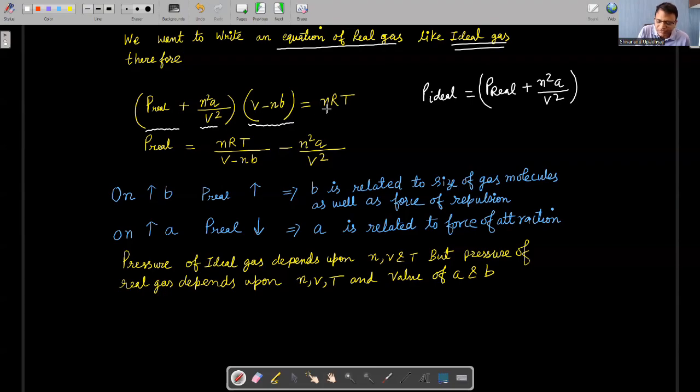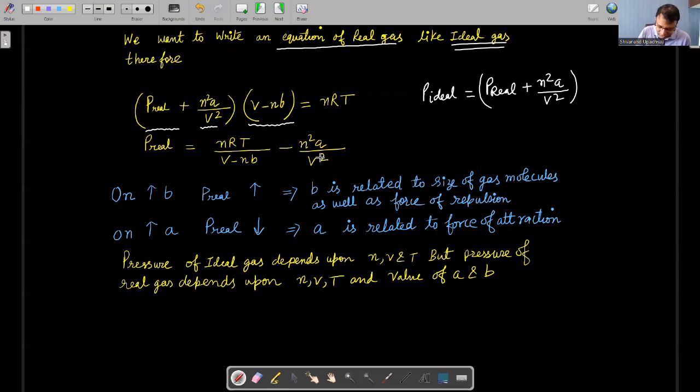So now PV = nRT. For the van der Waals real gas equation, this will be the equation: (P real + n²a/V²)(V − nb) = nRT. From here we can calculate the pressure of the real gas and how it is going to vary. So we can say that the pressure of the real gas is equal to nRT/(V − nb) minus n²a/V².